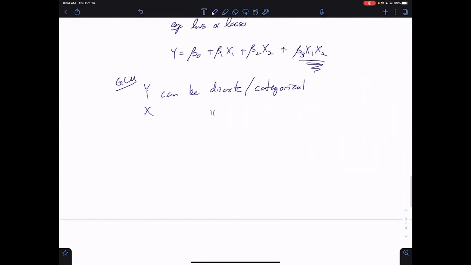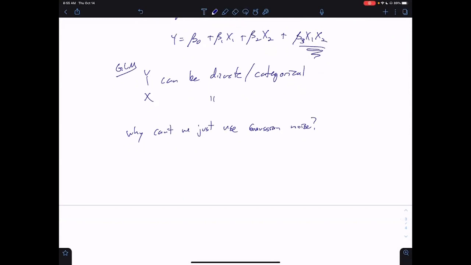So let me make a comment as to why we can't just use Gaussian noise. A good way to think about why is the simplest possible example: we have a success or fail, a binary outcome, with probability P of a win, of 1, and probability 1 minus P of fail, of 0.